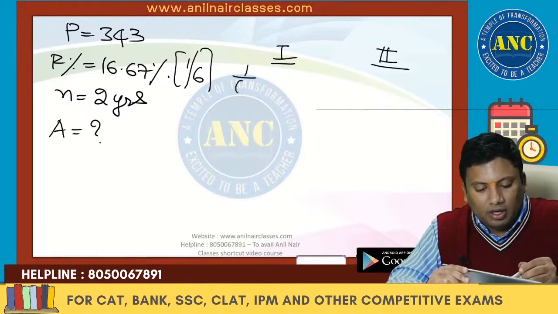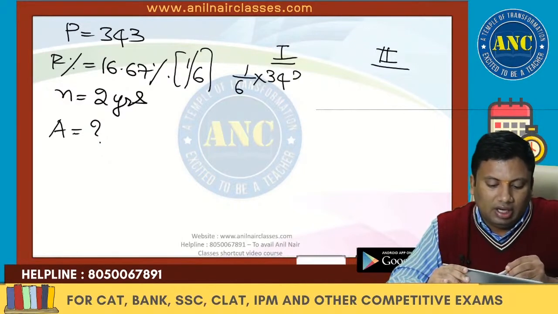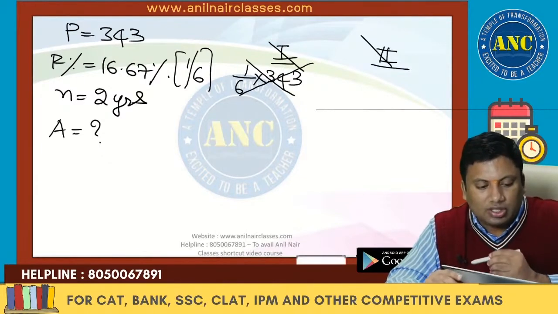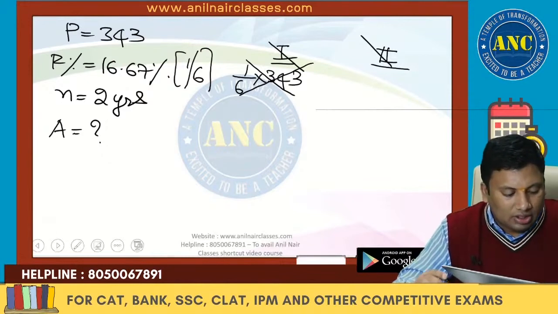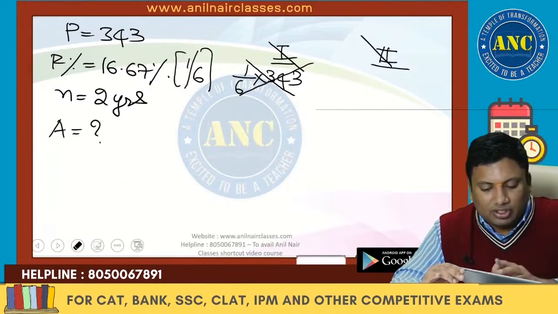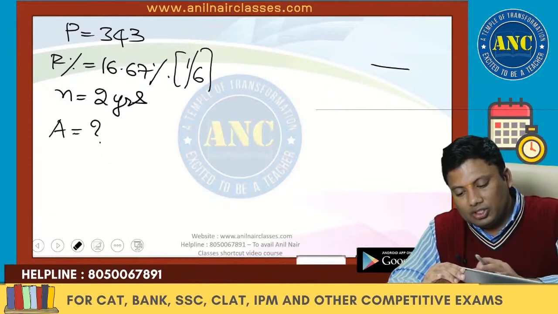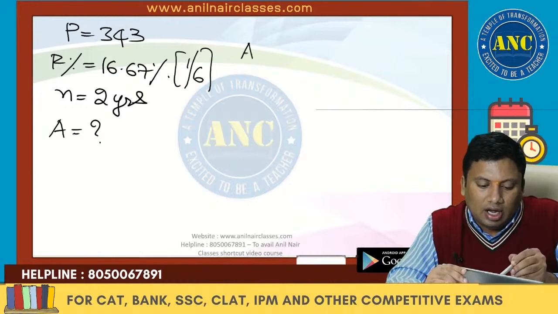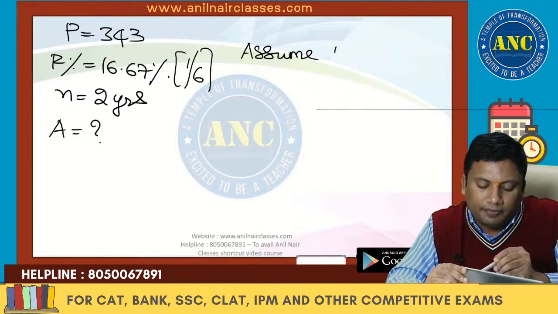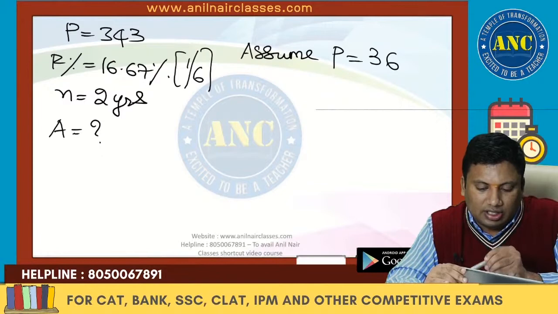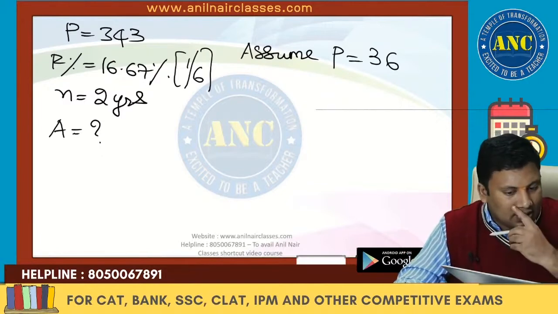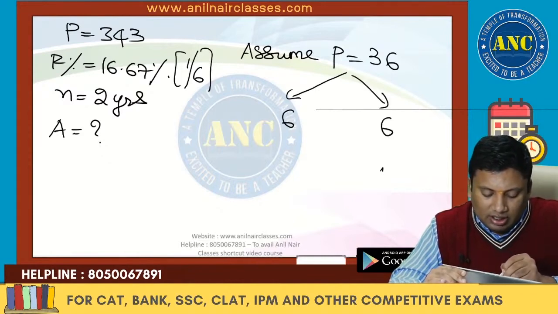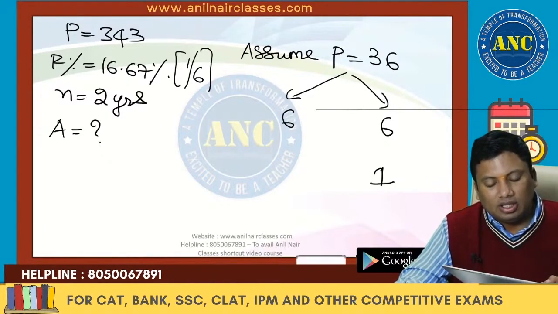If I do 1 by 6 of 343, 343 is not a multiple of 6. If the principal is not a multiple of the denominator, nothing to worry. Forget about that 343, you don't need it. What you can do is assume the principal equivalent to 36. If it is 36, now see here, this is nothing but 6, this is nothing but 1.